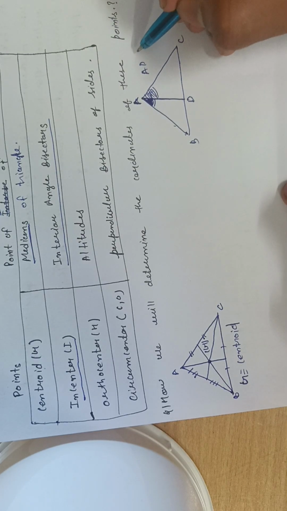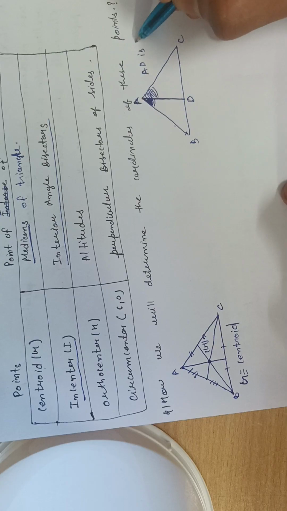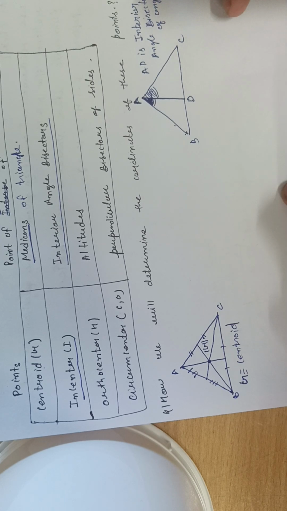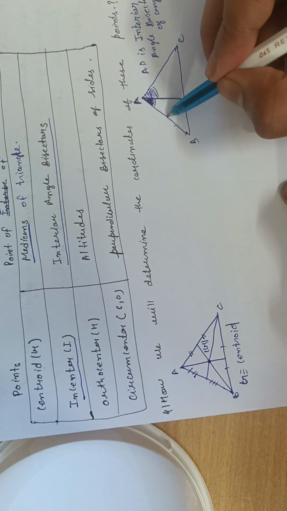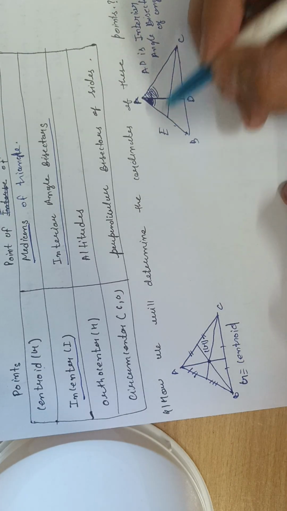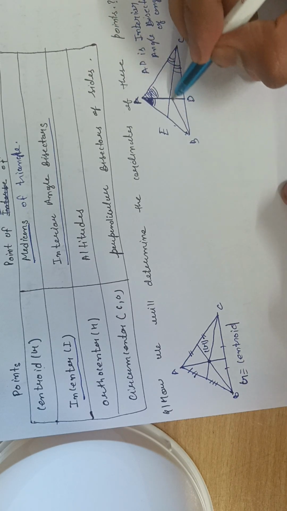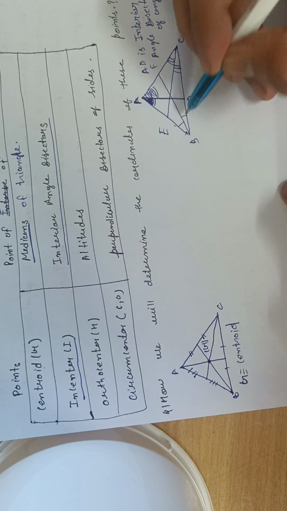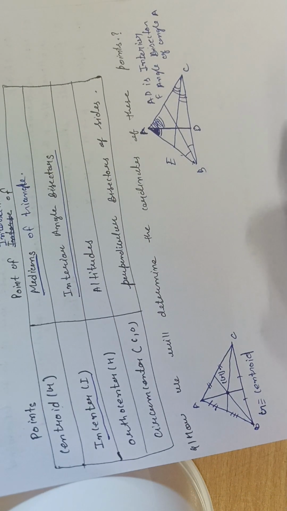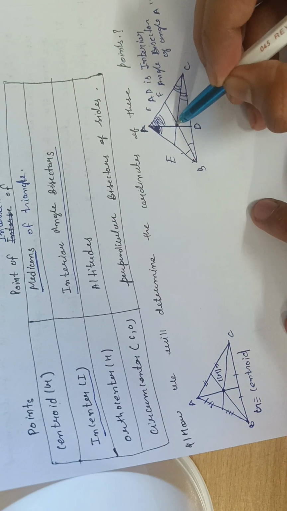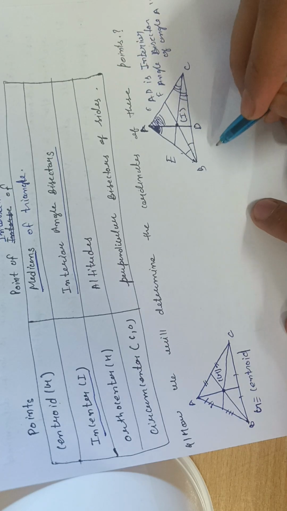I think it is visible. AD is the interior angle bisector of angle A. Similarly, this CE is the interior angle bisector of C, and BF is the interior angle bisector of B respectively. So the point of intersection of these is called the incenter, which is represented by I.